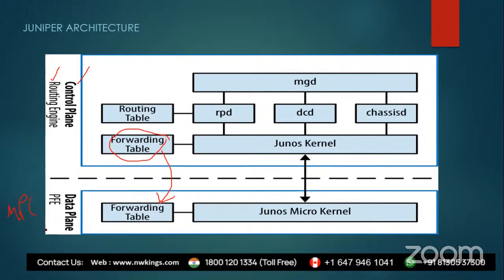Whatever traffic is not destined to my device, the transit traffic you can say, is performed at the PFE level only. It will not come to the routing engine. So there is no burden on the routing engine. This is the advantage in Juniper architecture. So whatever the transit traffic, it is performed at the PFE level only.